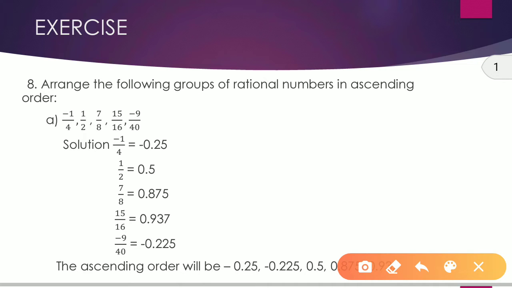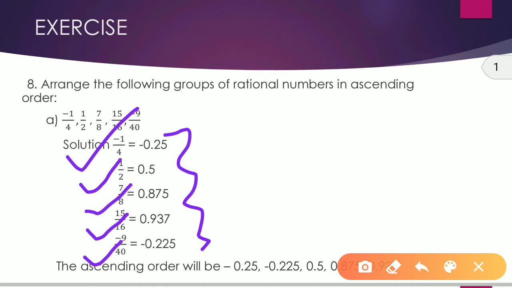Minus 1 by 4 will be equal to 0.25, and the minus sign will be the same, so the decimal form of minus 1 by 4 will be minus 0.25. The decimal value of 1 by 2 will be 0.5. 7 by 8 will equal 0.875. 15 by 16 will equal 0.937 and minus 9 by 40 will equal minus 0.225. Now you have to compare the rational numbers given here.